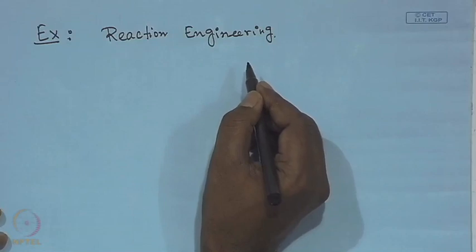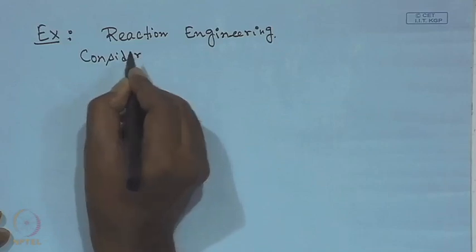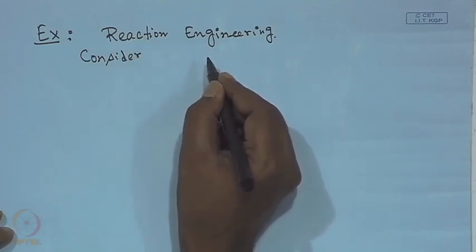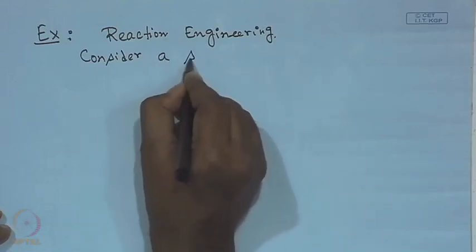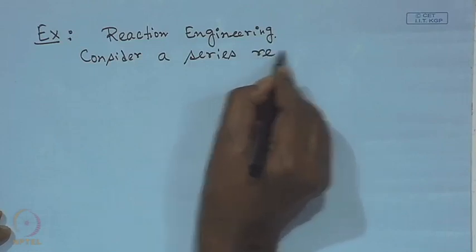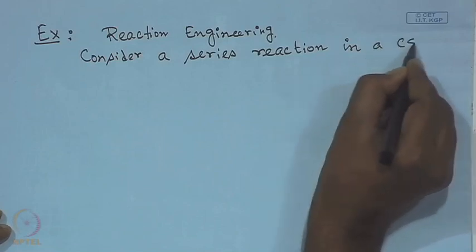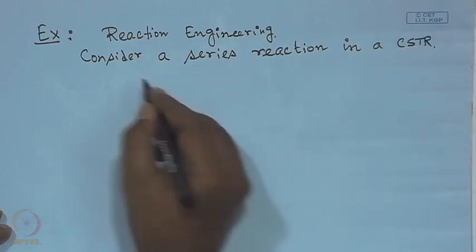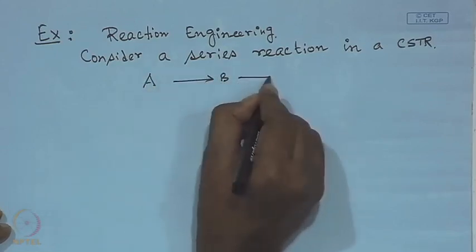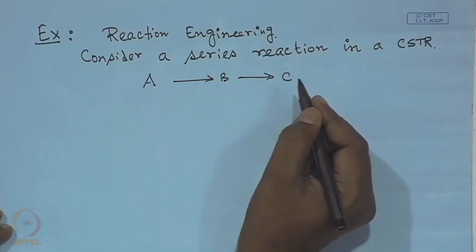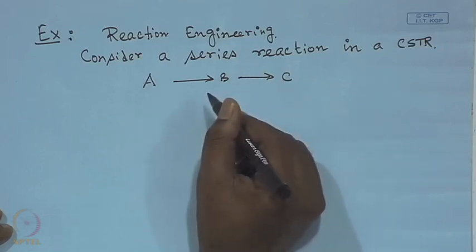And we will be taking up a series reaction. Consider a series reaction in a CSTR, and I have already discussed what a continuous stirred tank reactor is in earlier classes. So, consider a series reaction in a CSTR. You will be having a reaction like this, A going to B going to C, and they are elementary reactions, let us say, and the rate expressions are given as first order rate expressions.